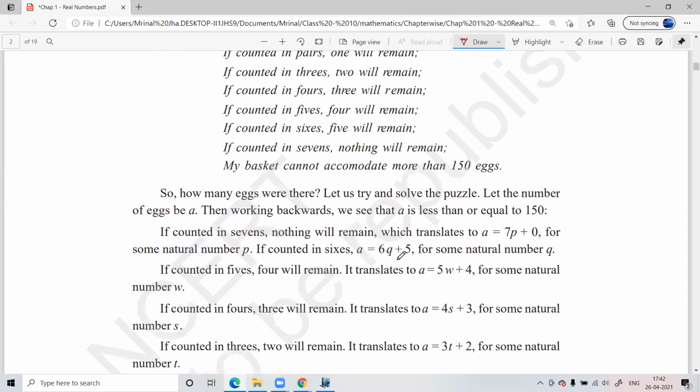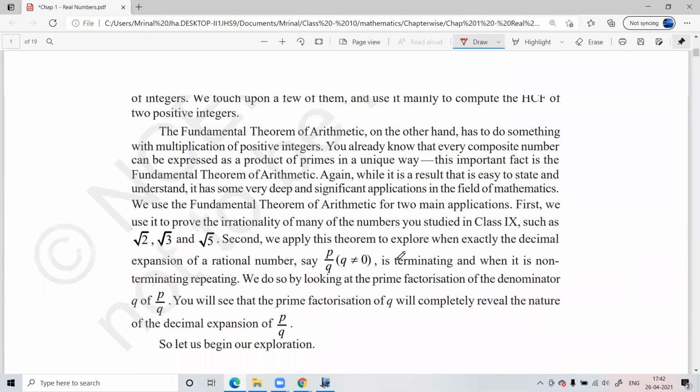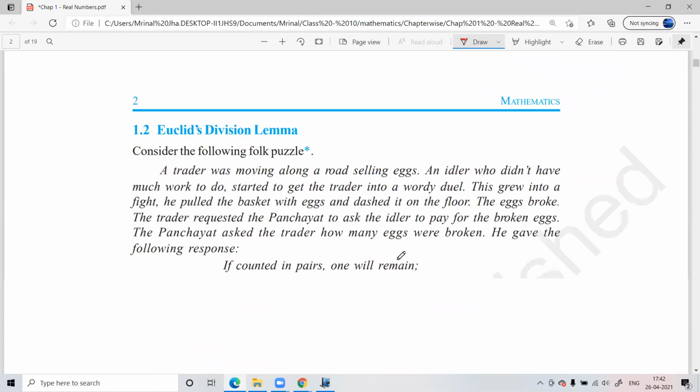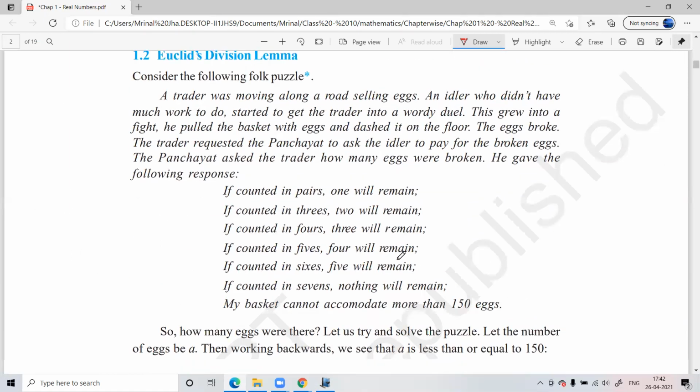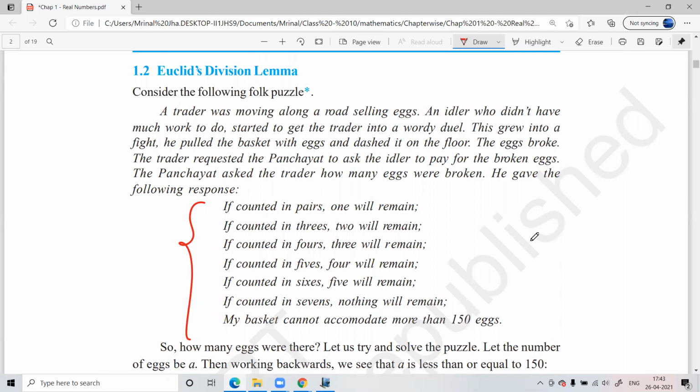Okay. Yeah. So before we get into anything, there is a small puzzle over here. Euclid's division lemma. There is a puzzle related to that. So let's try to take up this puzzle. All of you have the book, right? I want you to take some time, 2 or maybe 2-3 minutes, and read this puzzle on your own from here to here fully.